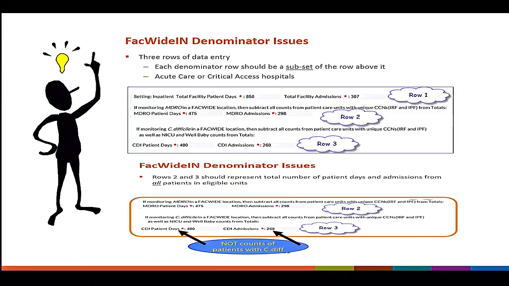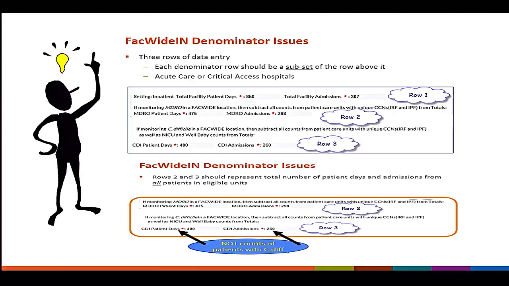It is not a count of the patients that you have identified as having an MDRO, for example. So if you have patient care areas that have a unique CCN, like your IRF or your IPF, you would need to remove those counts from the count submitted here for total facility patient days or total facility admissions. If you are in a facility and you do not have unique CCN units, the counts for MDRO patient days and MDRO admissions will be exactly the same as the count for total facility patient days and total facility admissions.